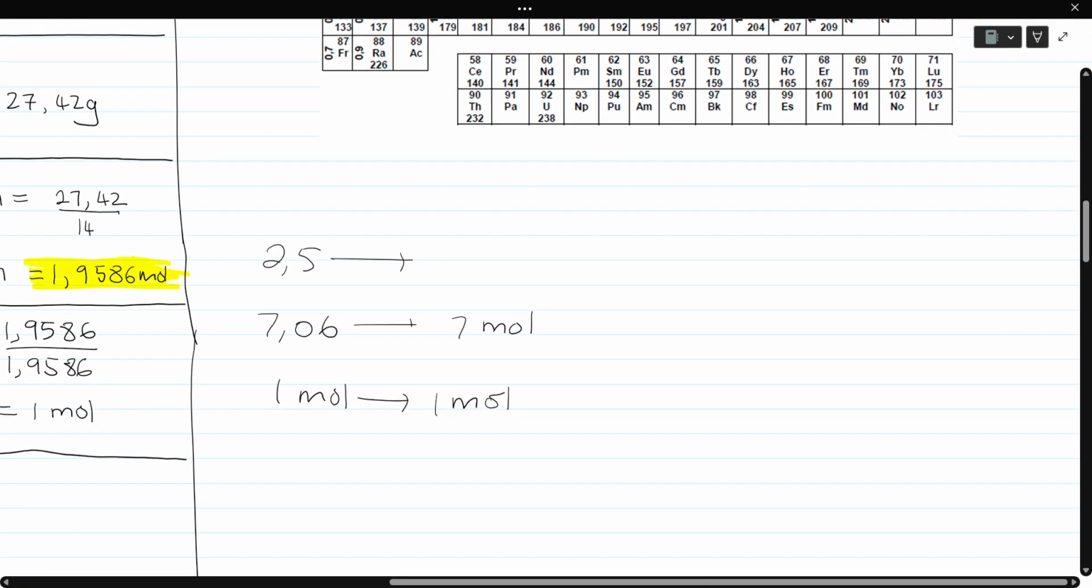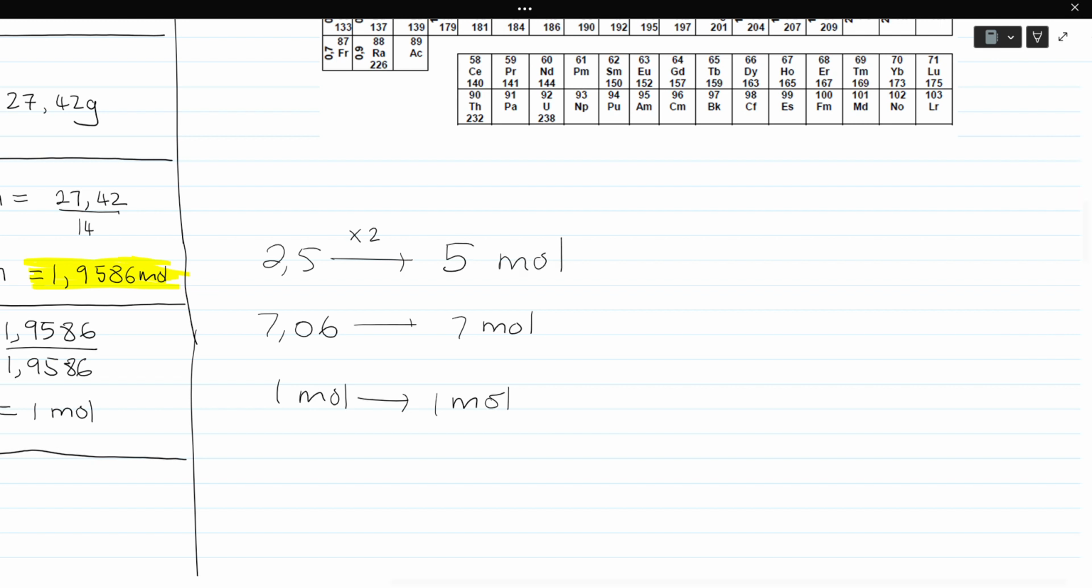2.5, if I take 2.5 and I multiply it by 2, I'm going to get 5 moles. And 5 is a nice number, so I'll stick with that. But because I multiplied the one number by 2, I need to multiply everything by 2. Right? So here I'll end up with 7.06 times 2, and that's going to give me about 14.12, and here I'll get to 2. So now you can round off these numbers simply to 5, 14, and 2.